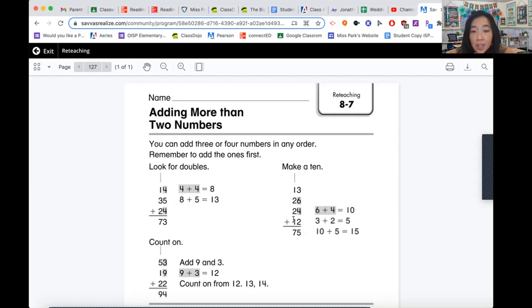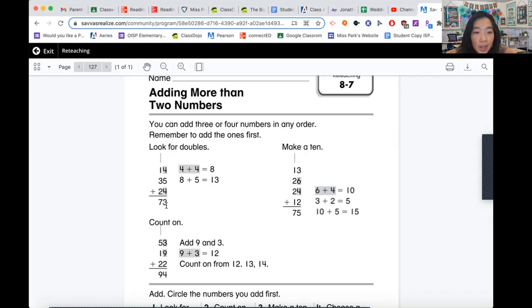Now we're going to make a 10. We have the 1 here and then the 3 here. We're going to add the tens. 1 plus 1 equals 2, plus 3 equals 5, plus 2 equals 7. So that was one of them.